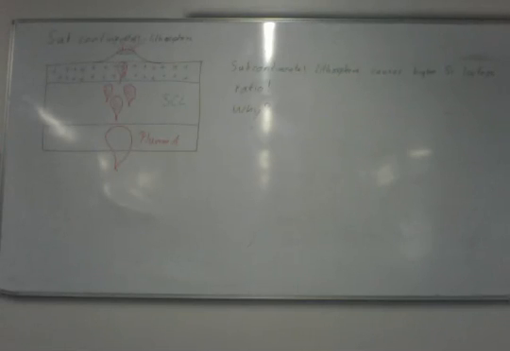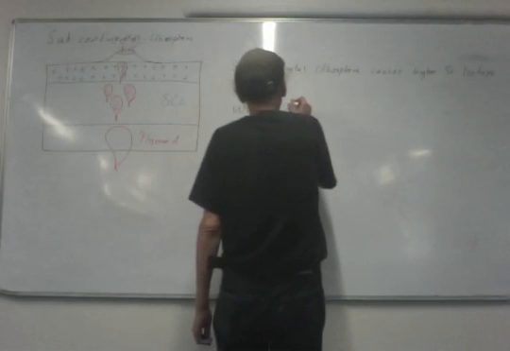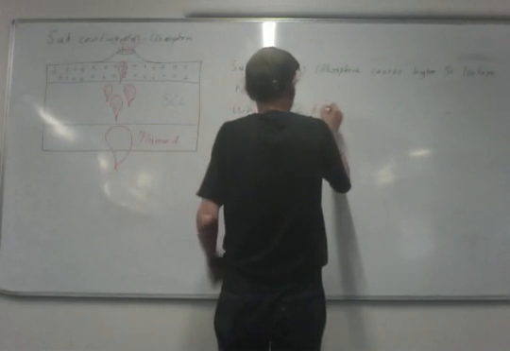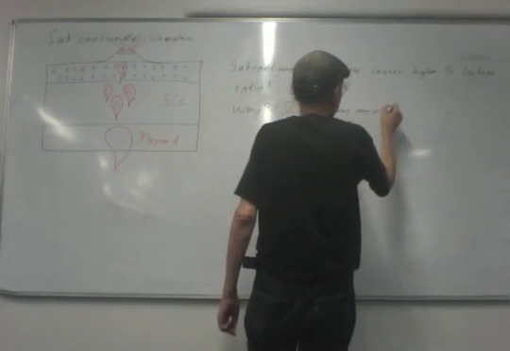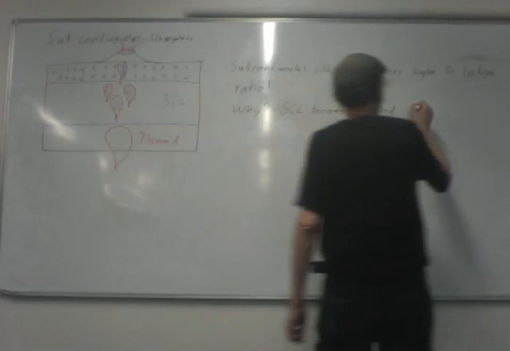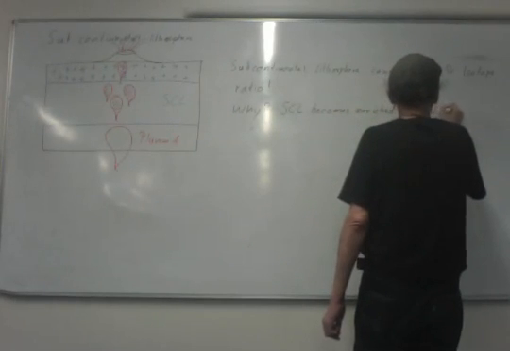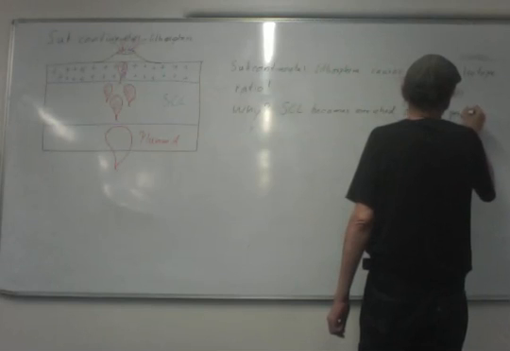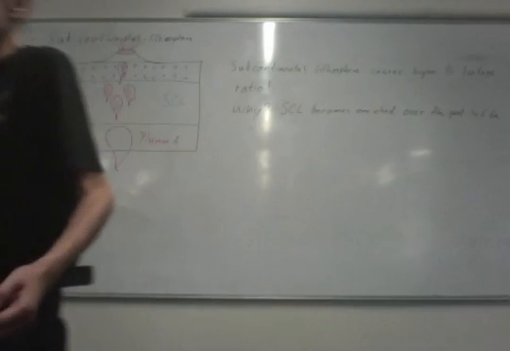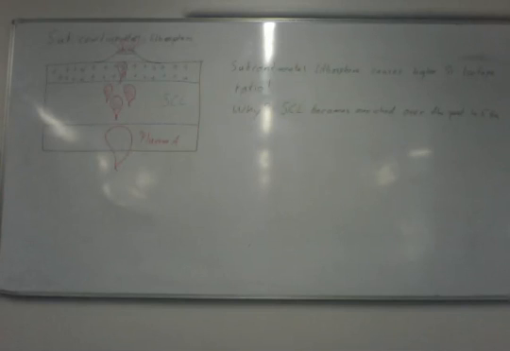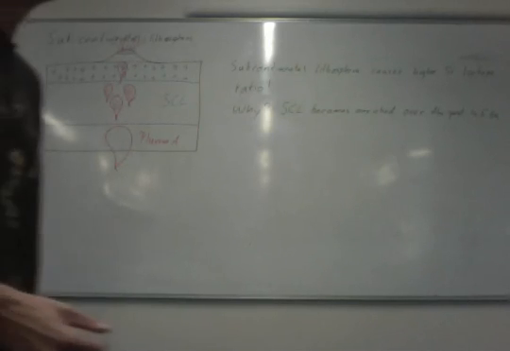That is because the SCL becomes enriched over the past 4.5 Ga. So why is this? Because 4.5 billion years ago we did not have any subcontinental lithosphere, yeah?